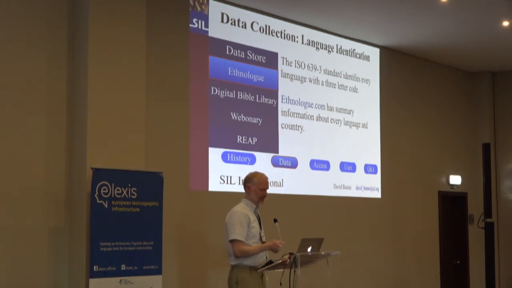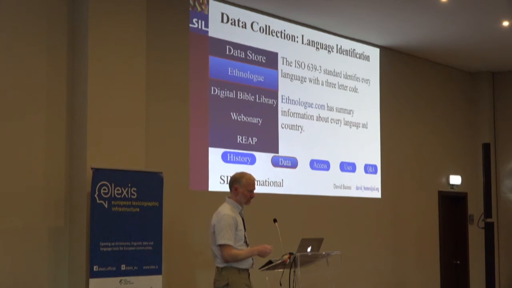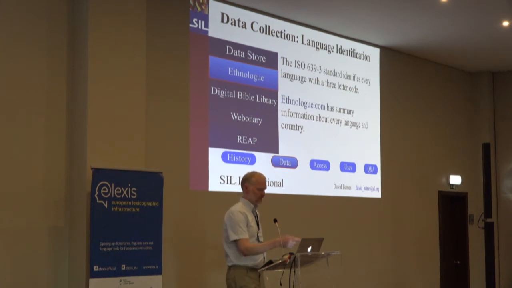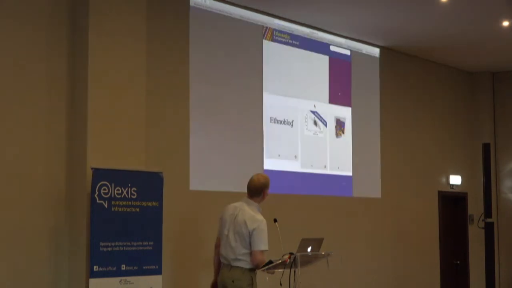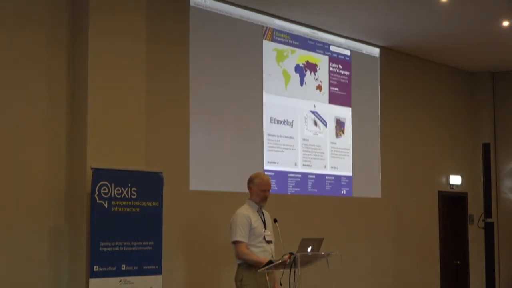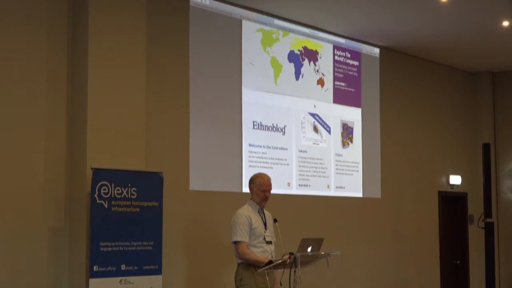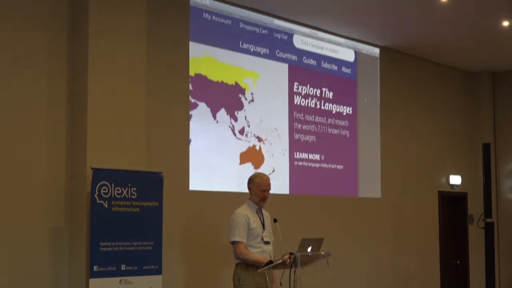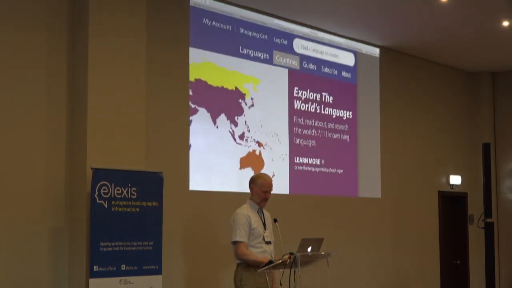So I'm going to look at the Ethnologue now. The ISO 639-3 standard is managed by SIL and gives every language a 3-letter code. Ethnologue.com has summary information about all of those. We'll just go and have a quick look. The languages spoken in Portugal, for example, this is a good place to look. And we'll have a look at countries.